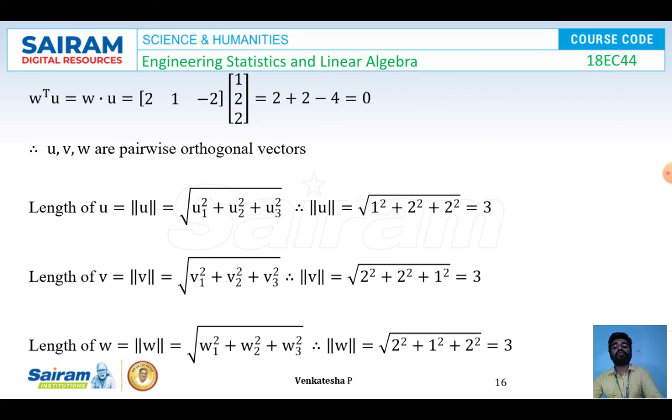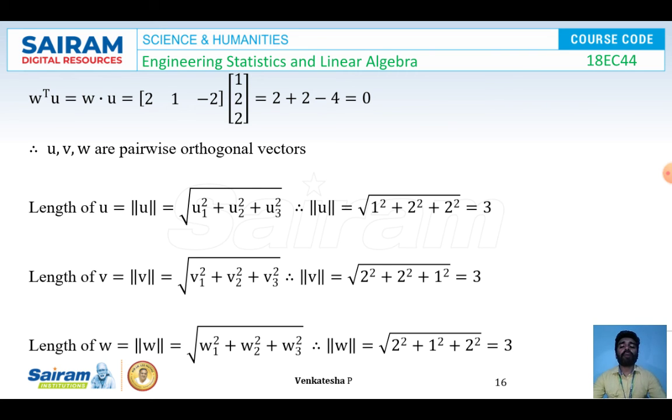Similarly, I'm going to find the length of v. It is given by norm v is equal to square root of v1 square plus v2 square plus v3 square. It will be equal to square root of 2 square plus 2 square plus 1 square. So taking all the elements of v, squaring and adding, I got this equation. The value will be equal to 3.